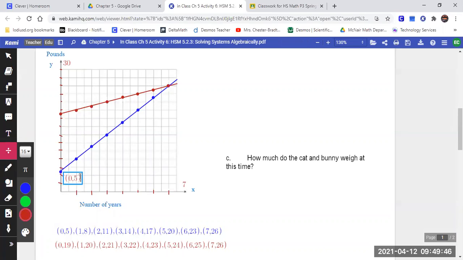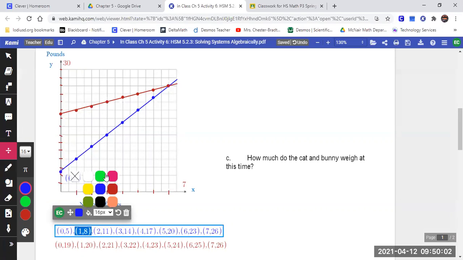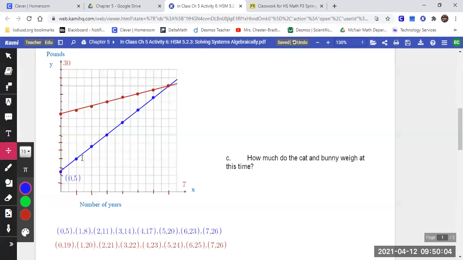What I am going to do is put the bunnies down below, and I'm going to put the cats up above. So that way I can not have them bump into each other too much. And our picture confirmed the table.